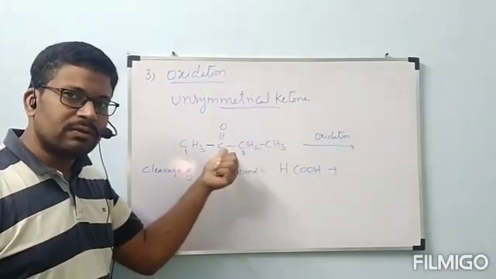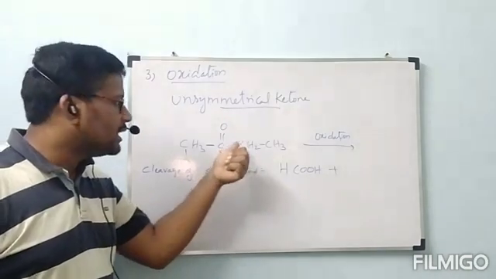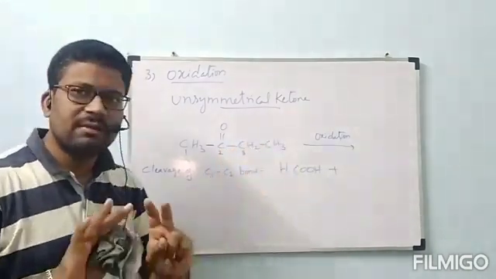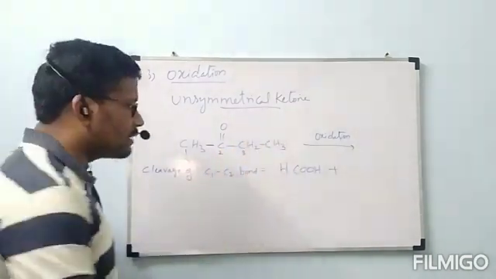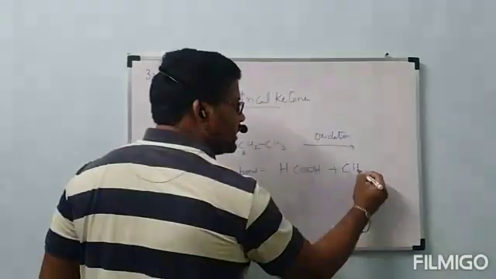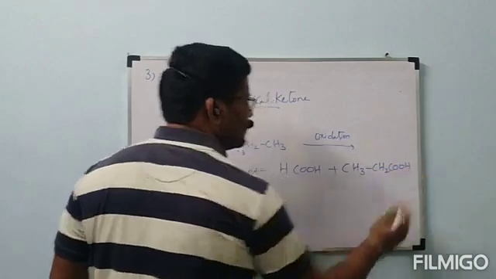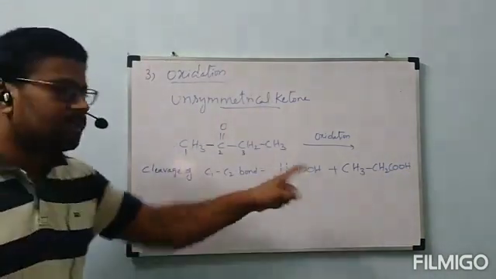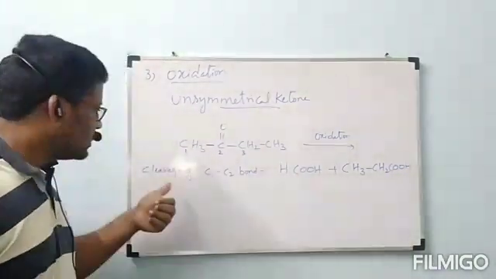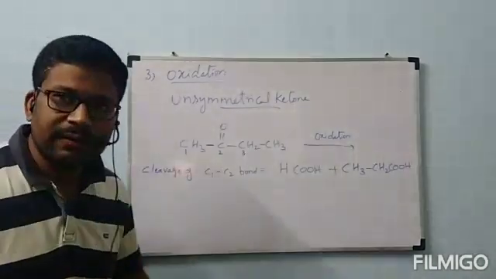The C double bond O alone is converted to COOH. Whatever chain it is bonded to will remain as it is. Now the carbon compound is CH3, CH2, COOH. These two are the products when the C1 C2 bond is cleaved.